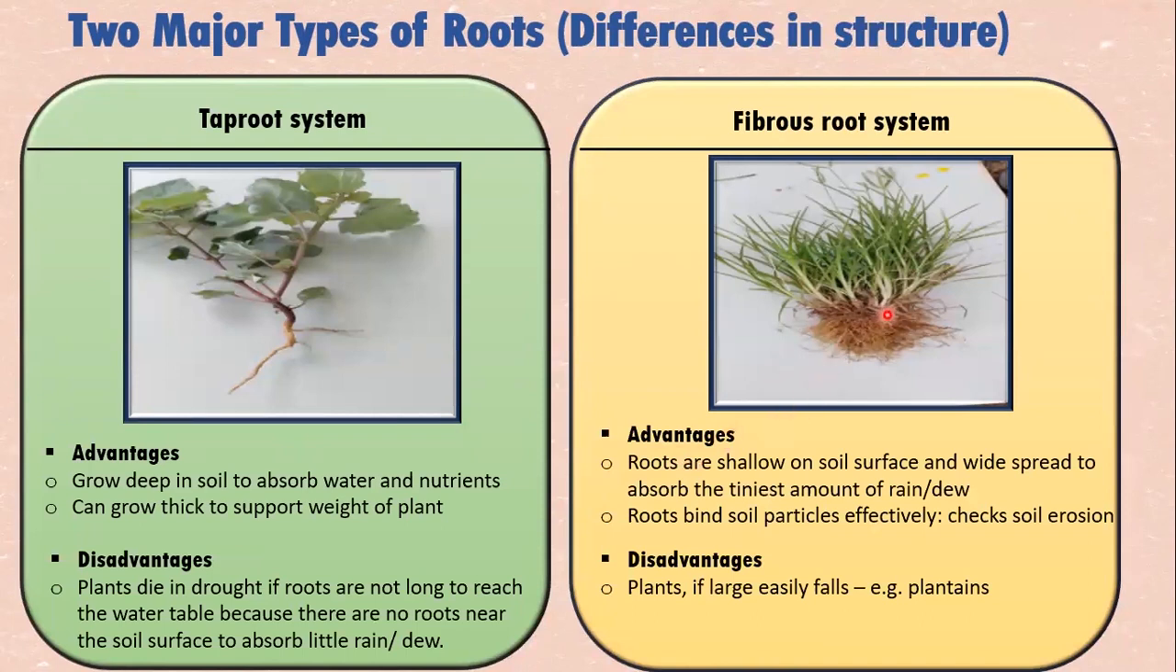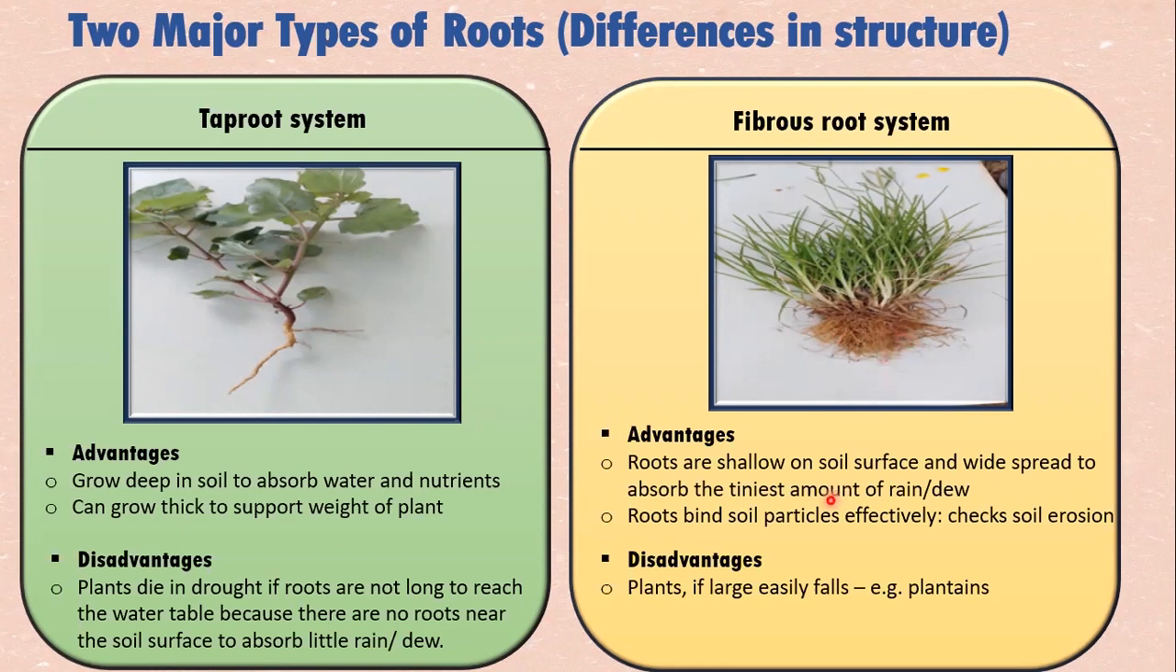Now, the fibrous roots also have advantages. You see, the roots grow plenty and they grow shallow. They are found in the top soil, all right? Very shallow. They spread, and so even a small amount of rainfall or dew, the roots can tap it. So it's advantageous to have these plants in places where rainfall is not plenty, like savanna or deserts, so they can absorb water effectively. The roots, plenty and widespread on the surface of the soil, bind soil particles together effectively to check soil erosion.